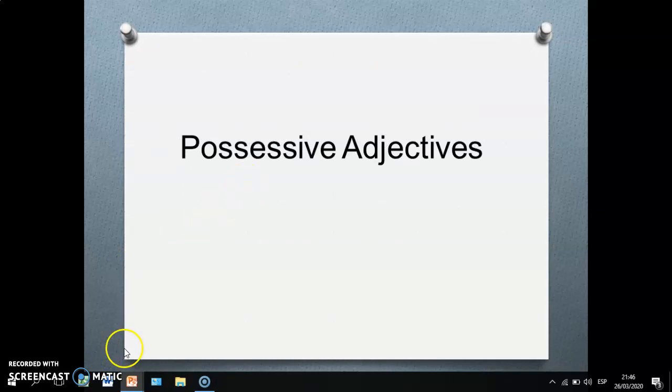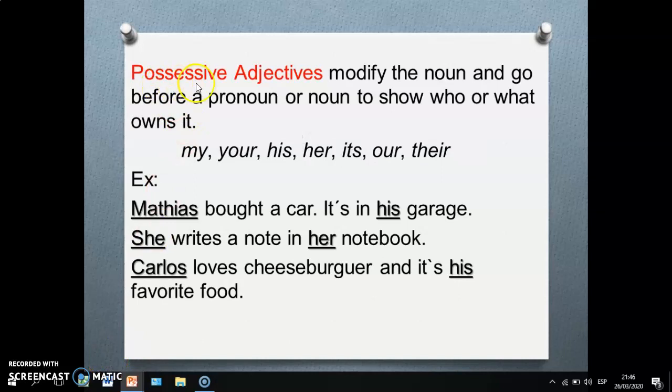Possessive adjectives. Possessive adjectives modify the noun. Remember, the nouns are people, things, animals, and go before a pronoun or noun to show who or what owns it. Which are the possessive adjectives? My, your, his, her, its, our, and their.